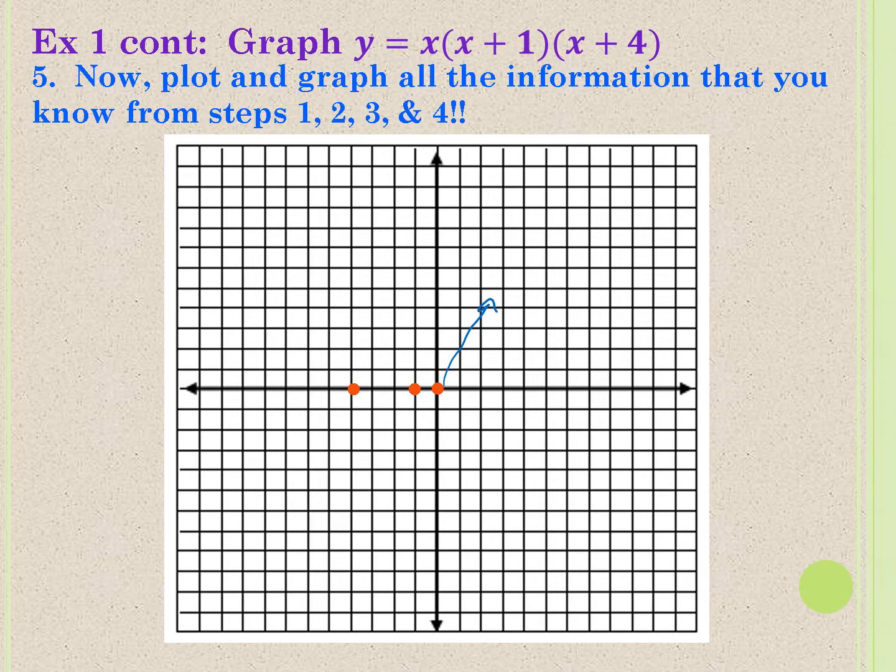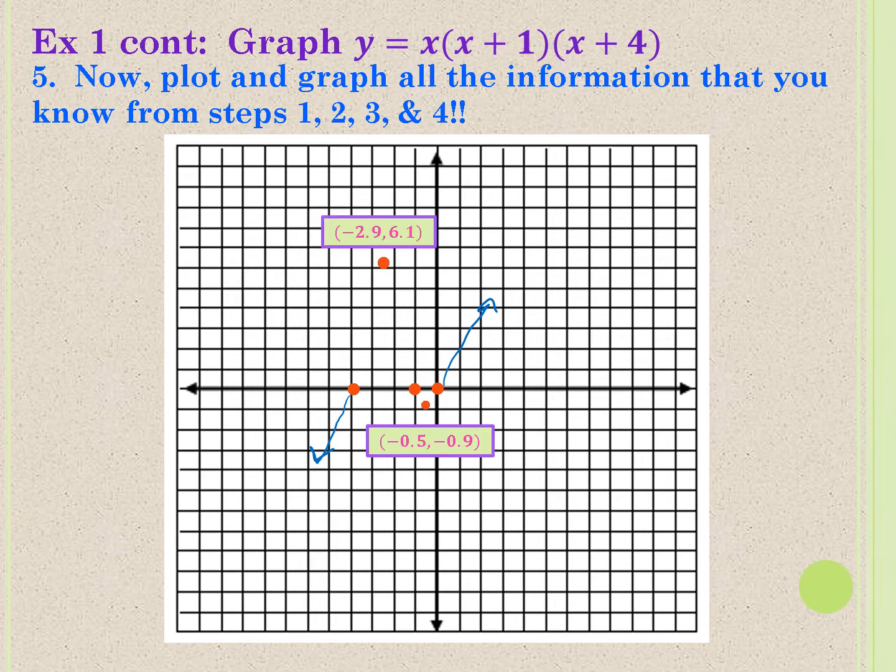Okay, then you go to the leftmost intercept, and that's where you put your left end behavior. Now, if you remember back, it told me that left end was down. Okay, so step 1 and step 3, x-intercept and y-intercept, they kind of go together. And then we go and we plot step 4. Now, step 4 is your relative max and relative min.